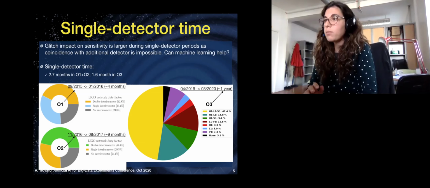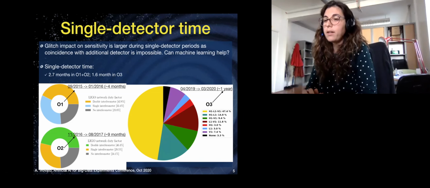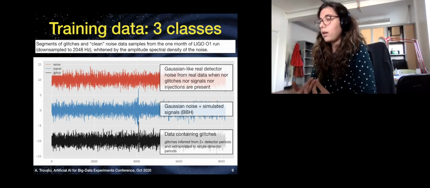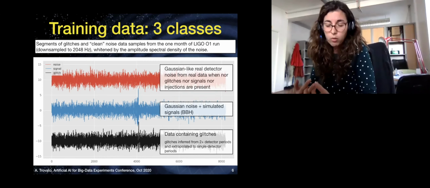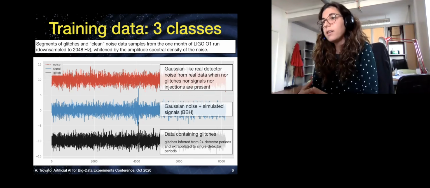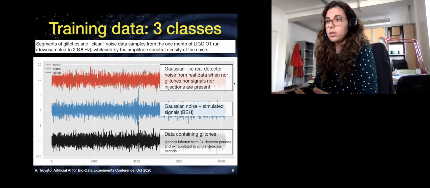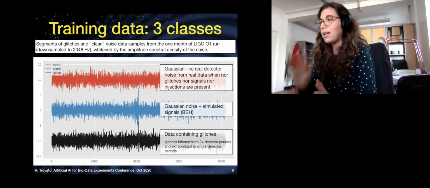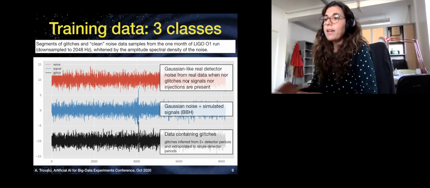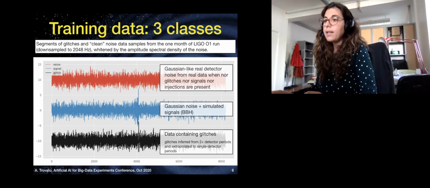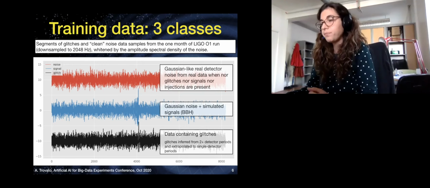And this amount of time is not negligible if you consider the different observation runs that we have had until now. So what we are doing is using a convolutional neural network as a classifier. We have identified 3 classes of data. The first class, which you see here in red, is when we have only Gaussian noise, even if it's not exactly Gaussian, so Gaussian-like real data. The second class is the noise plus the injection of a signal. And the third class is when there are glitches.